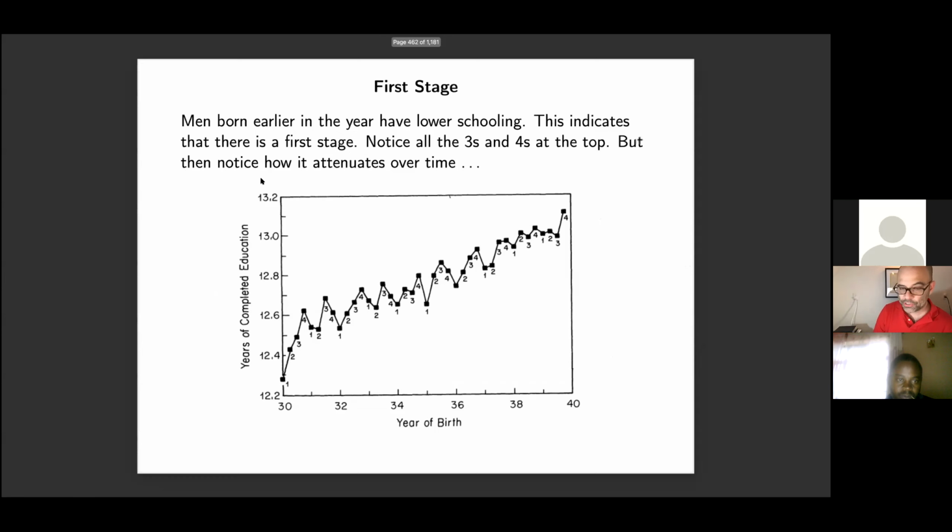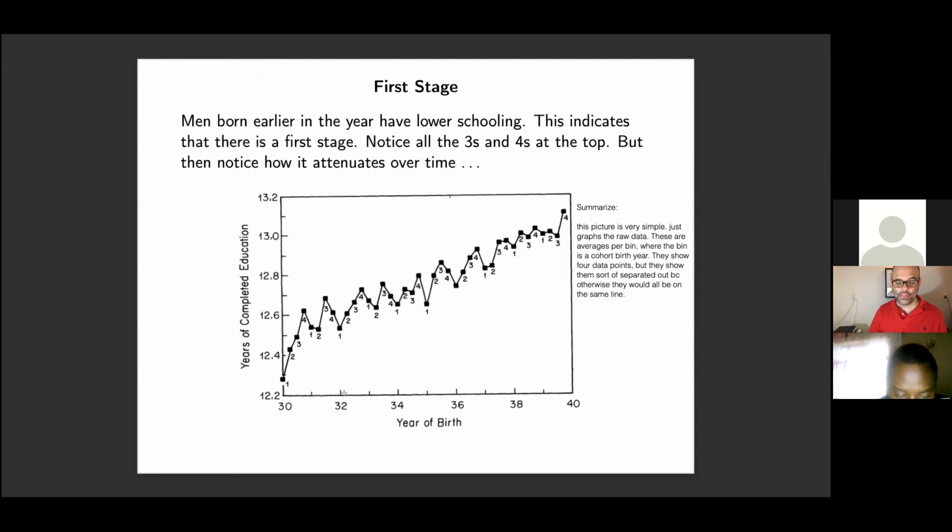Now we're going to look at, so that was the first stage. Okay, so let me summarize. This picture is very simple, just graphs the raw data. These are averages per bin, where the bin is a cohort, birth year. They show 4 data points, but they show them separated out because otherwise they would all be on the same line. So in reality, this is 1932, right? And what you would get instead is a 1 there, the 2 there, the 3 there, the 4 there.